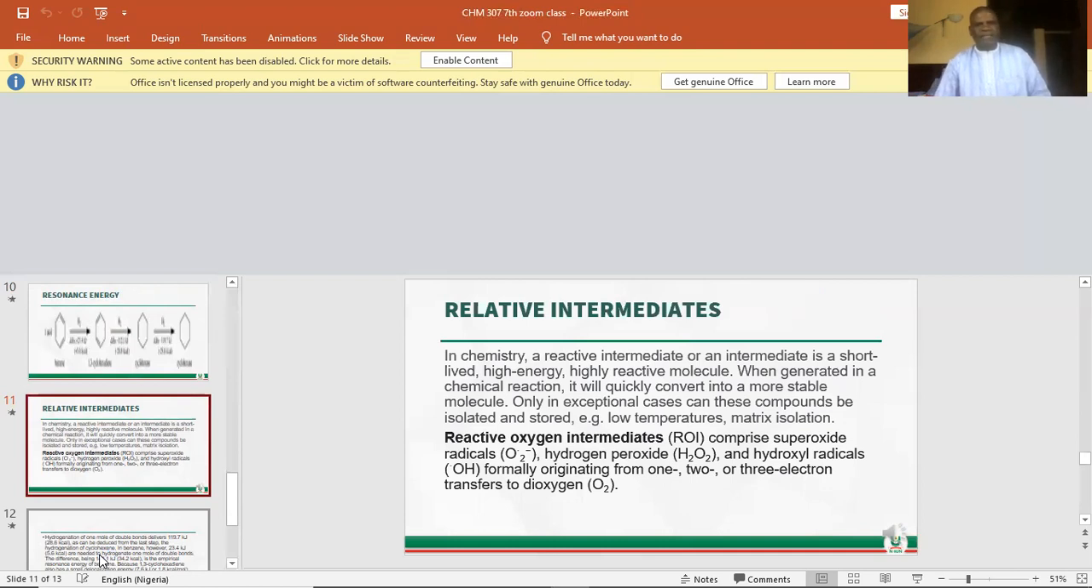Now, there are steps that are actually involved in writing resonance. Take note of that. Steps involved in the writing of resonance. 1, the position of the nuclei must be the same in all structures. Otherwise, they will be isomers with real existence.